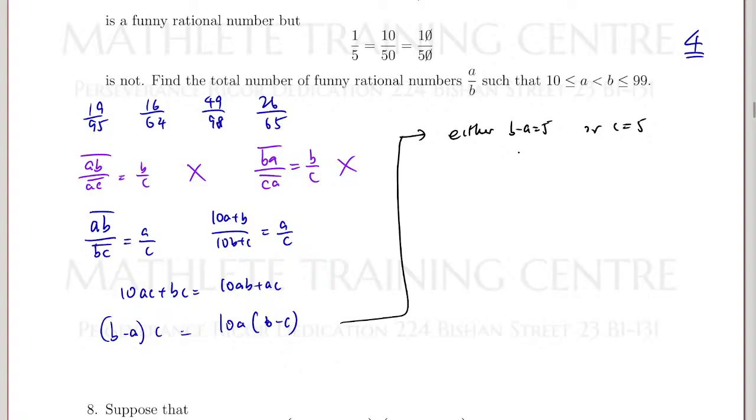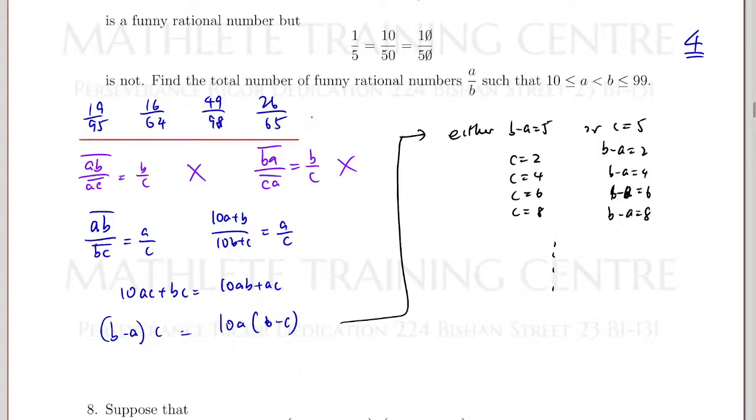Of course, when B minus A equals 5, we need to discuss how to get a multiple of 10. C could be 2, 4, 6, or 8. And when C equals 5, B minus A can be 2, 4, 6, and then 8 as well. So this is where you do a lot of casework. That's where the majority of the time I spent on this question comes from. And then you get these 4 answers in the end. There's no point for me to run through all these things because it's extremely tedious, but you can get these 4 answers.